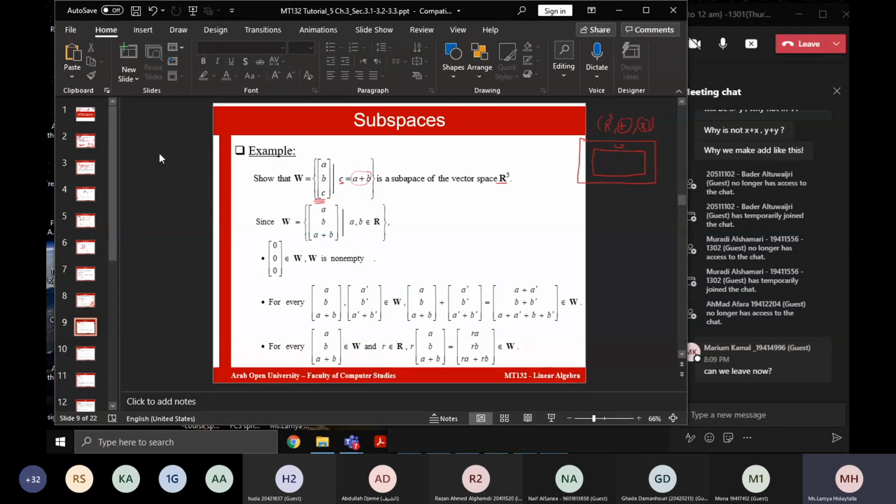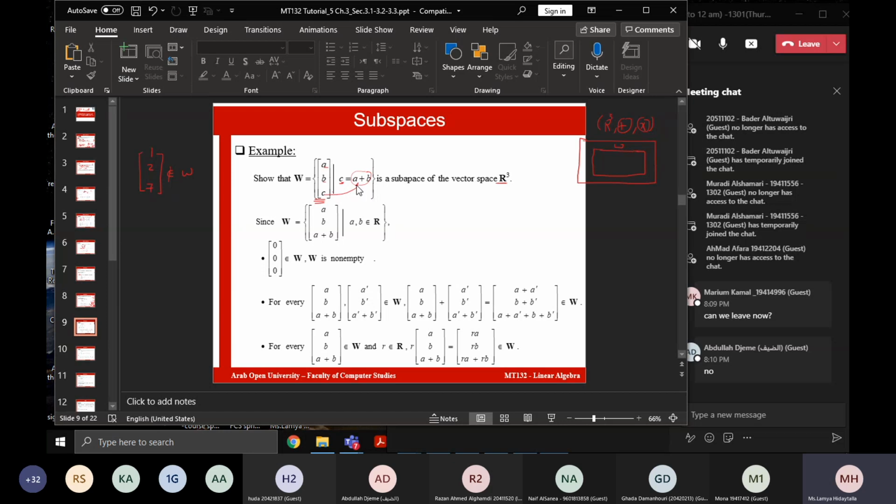For instance, can I have the element (1, 2, 7)? Does this element belong to W or no? It does not belong to W. Why? For the elements in W, if this is A and this is B, the element C should satisfy A plus B. So that means it does not belong to W.